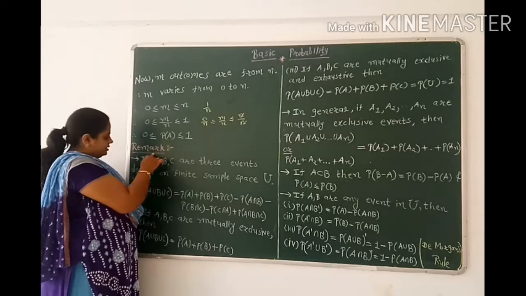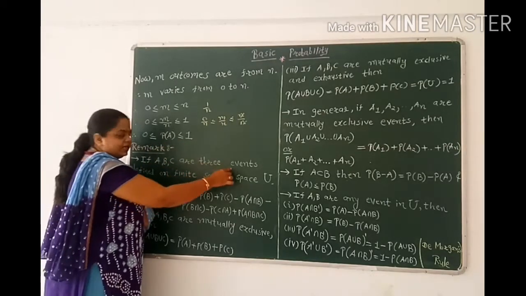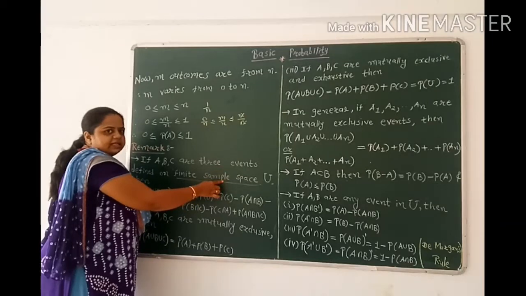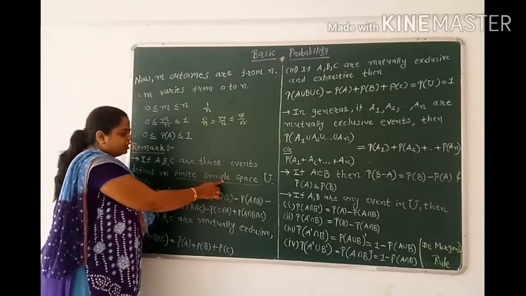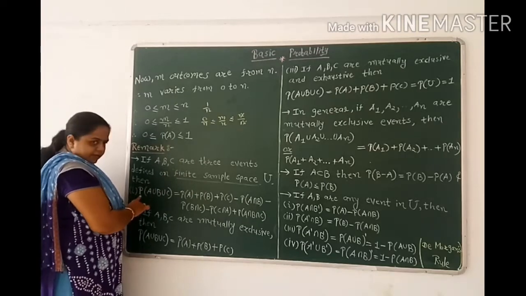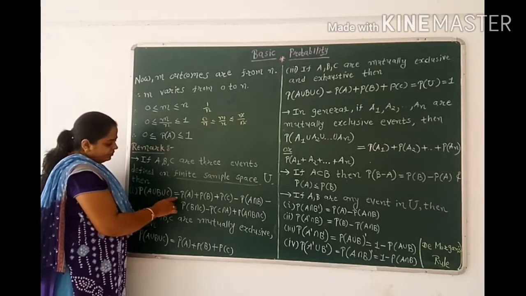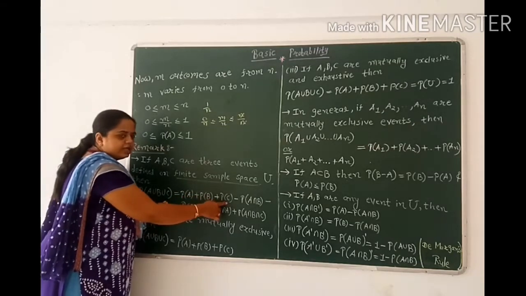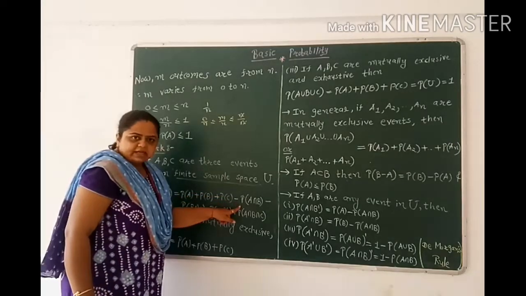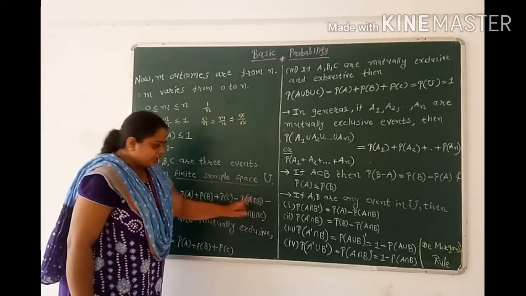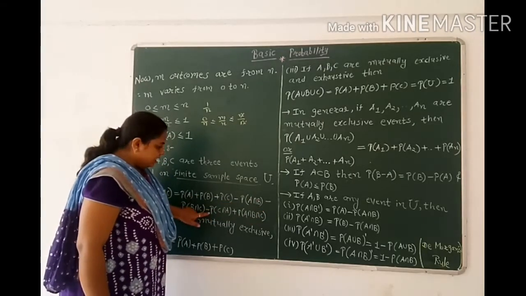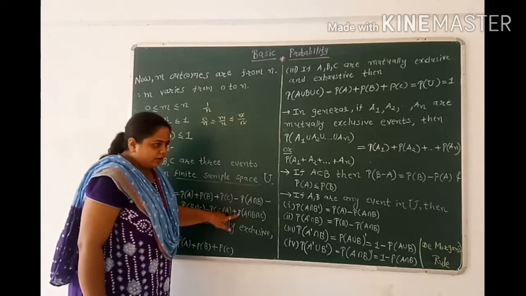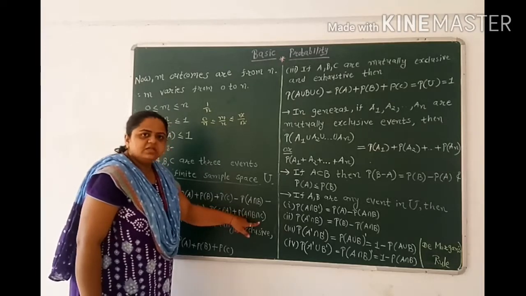Now we have some remarks. If A, B and C are three events defined on finite sample space U, the sample space, that is the set of all possible outcomes, then number 1: probability of A union B union C equals probability of A plus probability of B plus probability of C minus probability of A intersection B minus probability of B intersection C minus probability of C intersection A plus probability of A intersection B intersection C.